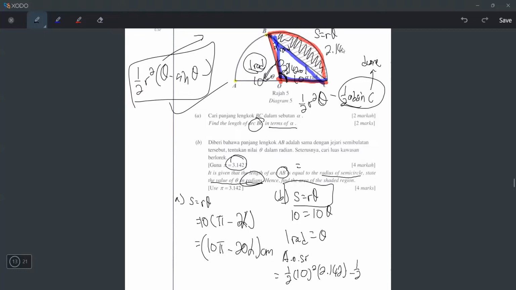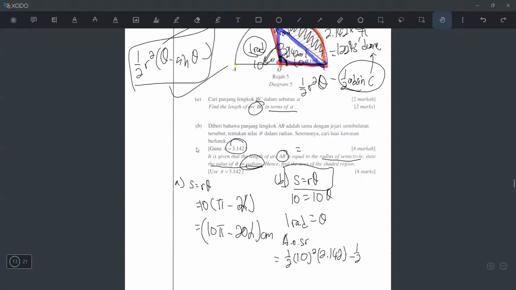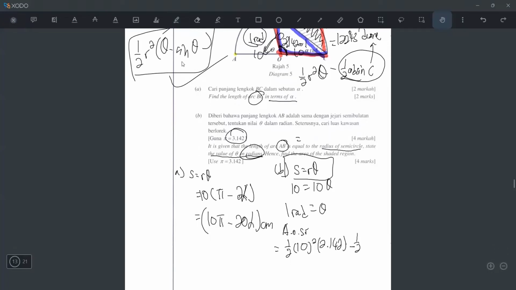So let's convert 2.142 times 180 over pi. You use your calculator to help you. 2.142 times 180 divided by 3.142 gives 122 degree 43 minutes. So you write down here.